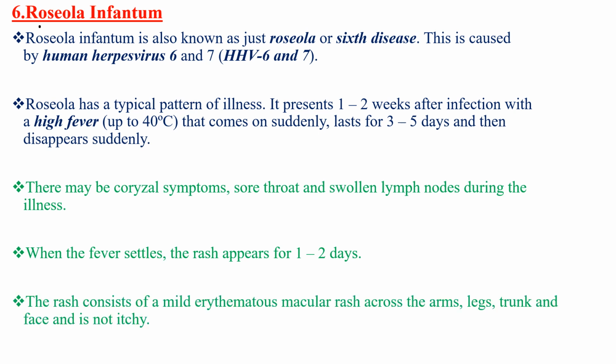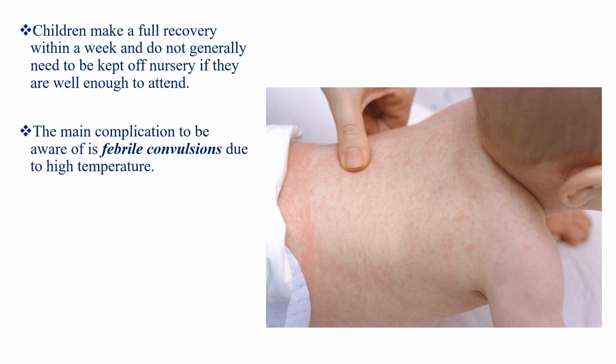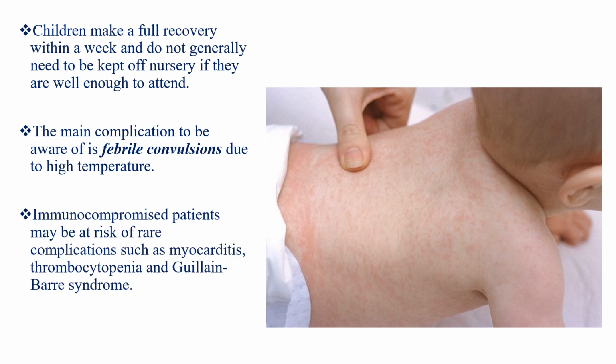The rash consists of a mild erythematous macular rash across the arms, legs, trunk, and the face, and is not itchy. Children make a full recovery within a week and do not generally need to be kept off nursery if they are well enough to attend. The main complication to be aware of is febrile convulsion due to high temperature. Immunocompromised patients might be at risk of rare complications such as myocarditis, thrombocytopenia, and GVHD.